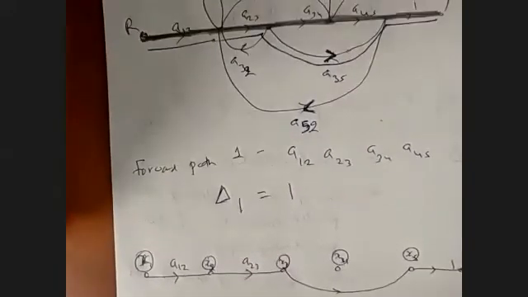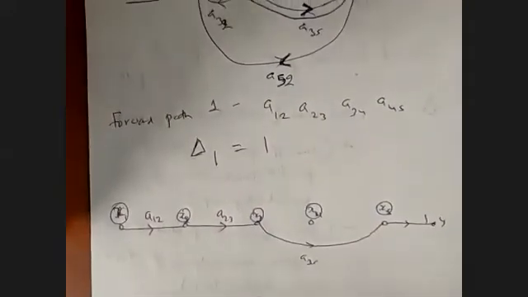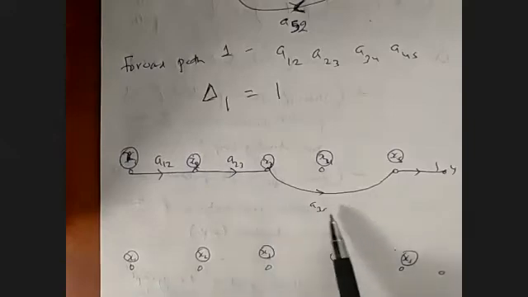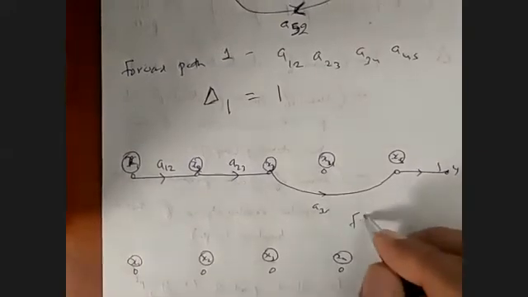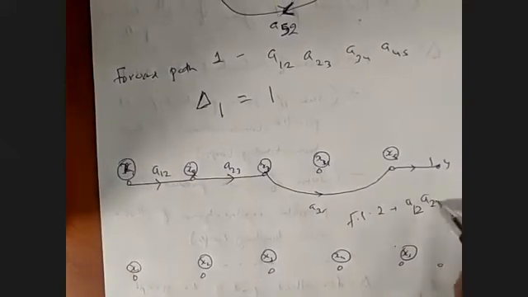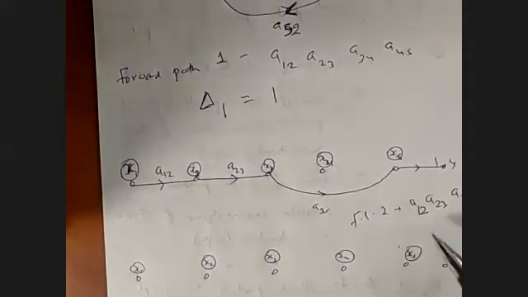Then there is another, second forward path that is like this. It will be going from A12, then A23, then A35 and then 1. So the forward path gain for forward path 2 will become A12, A23 and A35.